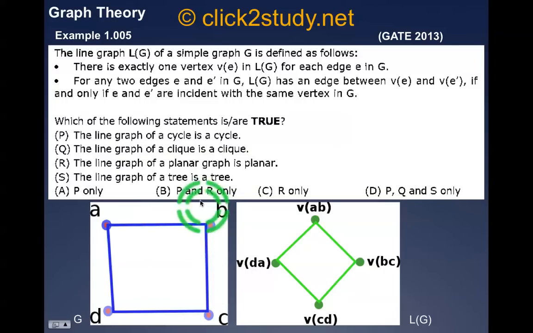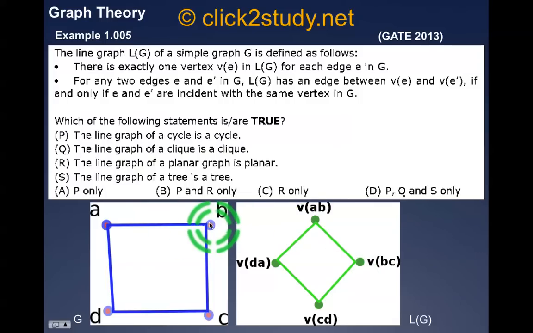AB and BC are connected at this vertex B, or they have this common vertex B. So that's why it says if and only if. You have this edge AB, you have this edge BC, they have this common vertex B, so their corresponding vertices VAB and VBC will have an edge because they have this common vertex.